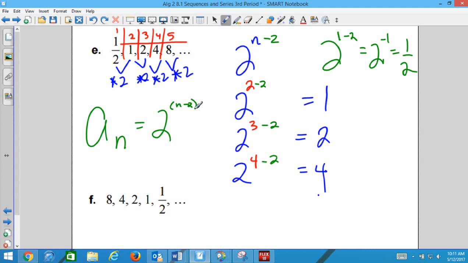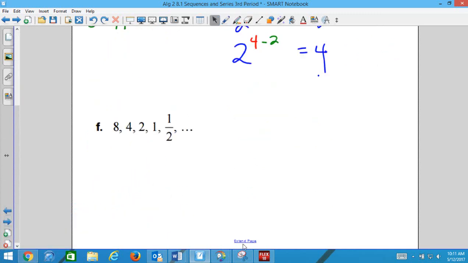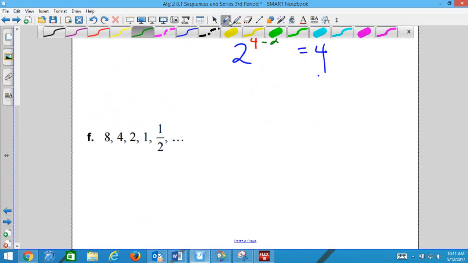Okay? So now you start looking at that next one. I know you've already kind of looked at the formula. We did that last time. Are we multiplying by the same thing each time? Yes. We're going down by a half.